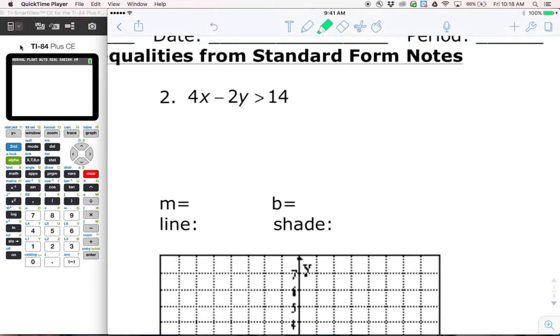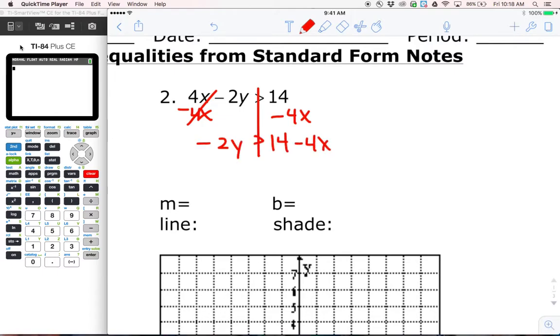Problem 2. First, we got to isolate y. We got to get y by itself. So we're going to subtract 4x from both sides. And I've got negative 2y is greater than 14 minus 4x. And then I'm going to divide everything by negative 2 because I'm getting y isolated here. So we've got y. This time, I do need to flip my inequality because I divided by a negative. I've got y is less than negative 7 plus 2x, right? Negative divided by negative would be a positive 2x.